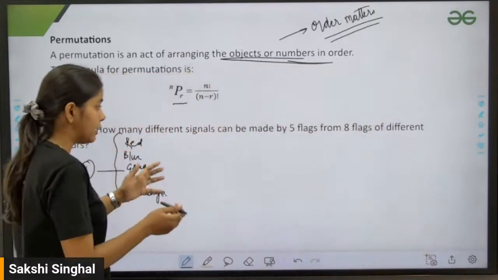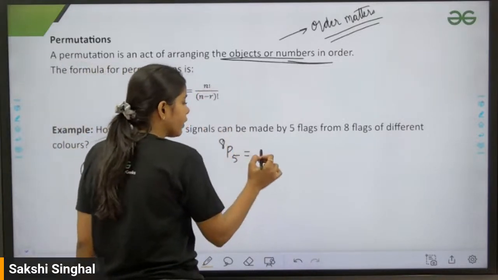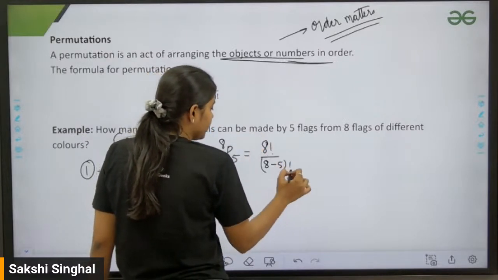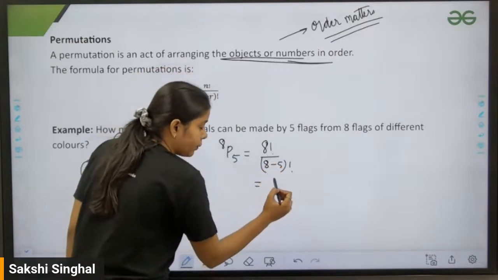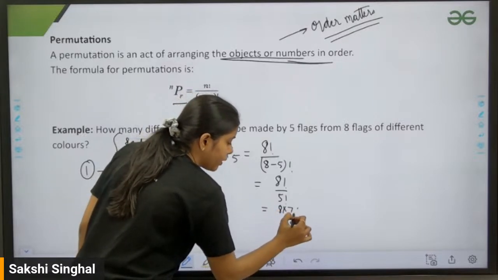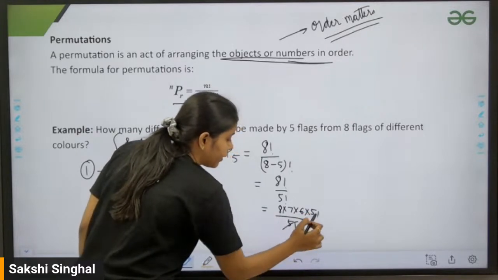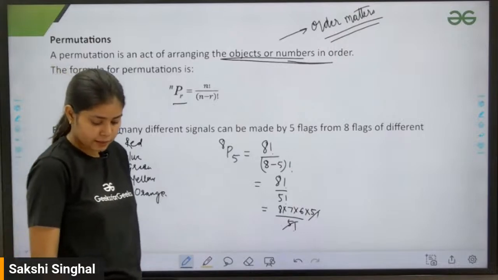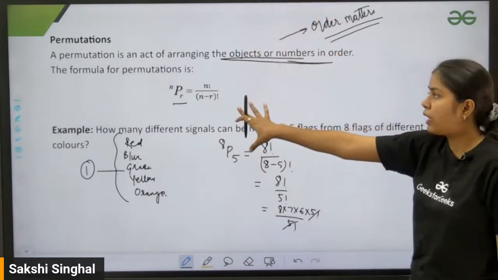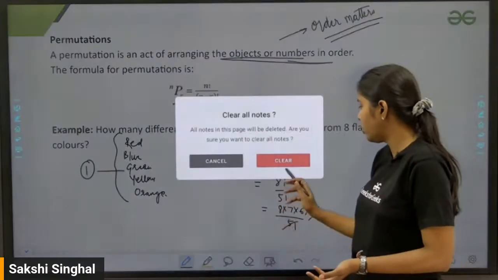Because order matters, it will become 8P5, and we know the formula n factorial upon n minus r factorial, so 8 factorial upon 8 minus 5 factorial. So it will become 8 factorial upon 3 factorial, which is 8 into 7 into 6 into 5 factorial upon 5 factorial. The 5 factorial gets cancelled, and on solving you will get your answer. Any confusion in permutation? Where order matters we call that a permutation, and where order does not matter, that would be combination.